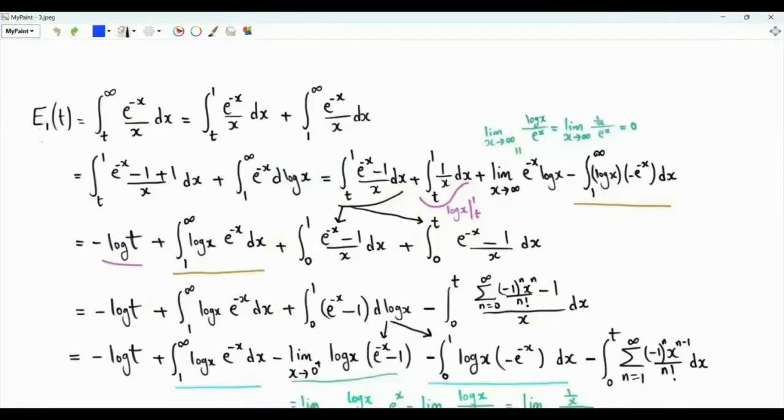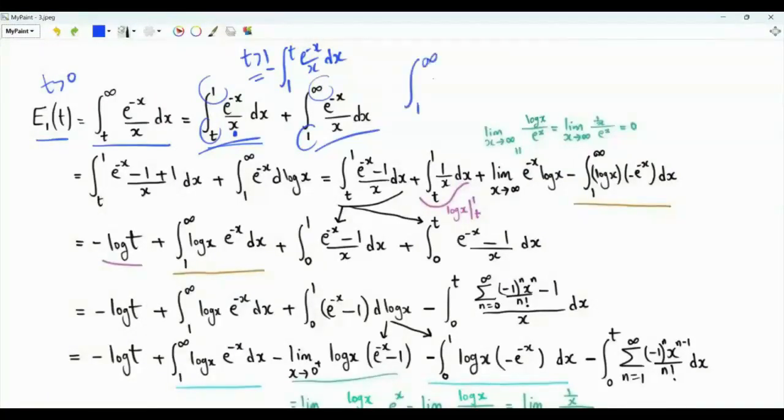Back to the main mission, we have the exponential integral from t to infinity of e to the minus x over x. t is positive. Let's split the integral into an integral from t to 1 and another from 1 to infinity. If t is in the open interval from 0 to 1, this integral is positive. If t is greater than 1, then this integral is equal to minus the integral from 1 to t of e to the minus x over x dx. We will handle the integrals in a different way. For this one here, we do integration by parts.